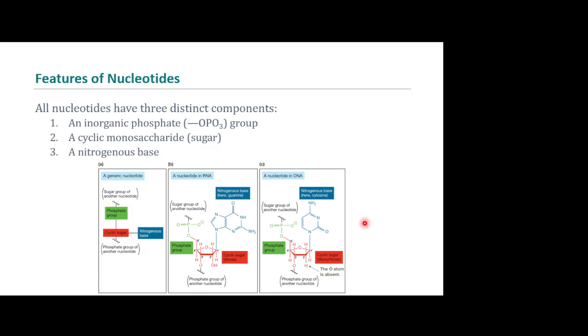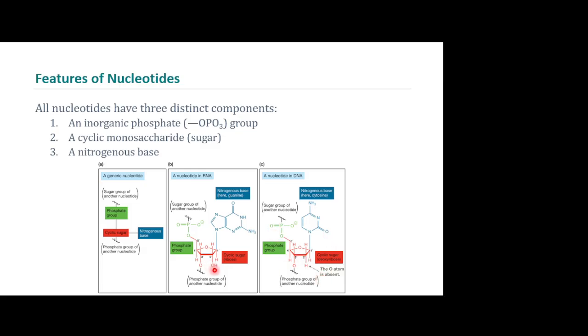So all nucleotides are going to have three distinct components. We have the inorganic phosphate. So you have a little inorganic phosphate in you. That's a little weird, isn't it? Didn't think you were inorganic, did you? Cyclic monosaccharide, that's your sugar. That's the ribose. And then a nitrogenous base. Note the nitrogens in the structure of the base. That's what makes it a nitrogenous base. And that's overall what that looks like. That's a more complete structure of it right there.